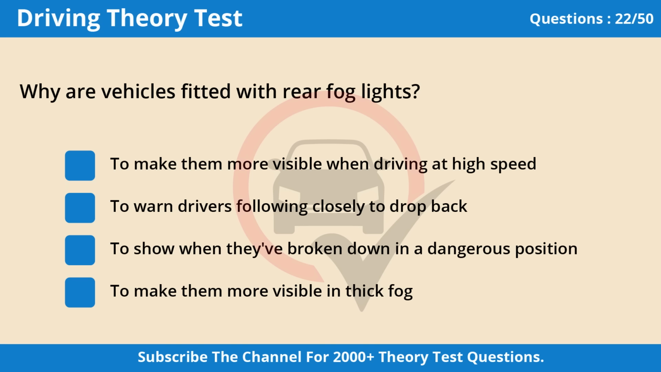Question 22. Why are vehicles fitted with rear fog lights? A. To make them more visible when driving at high speed. B. To warn drivers following closely to drop back. C. To show when they've broken down in a dangerous position. D. To make them more visible in thick fog.